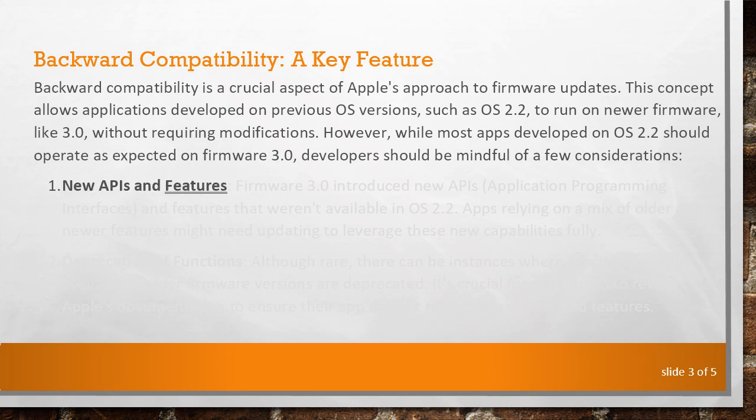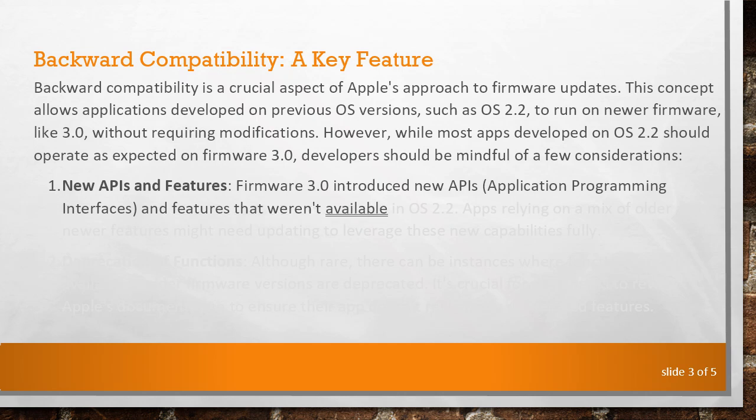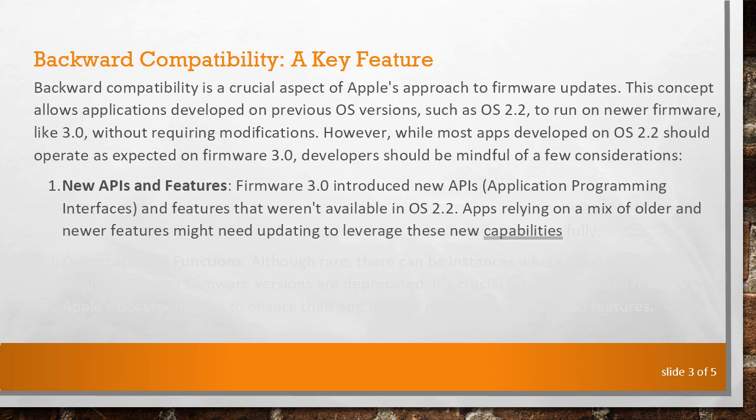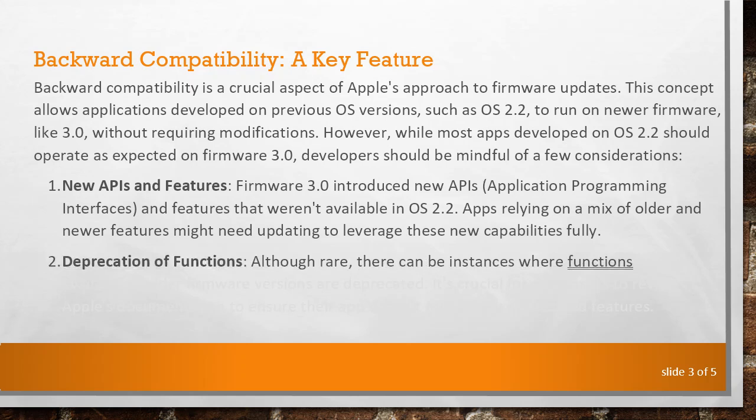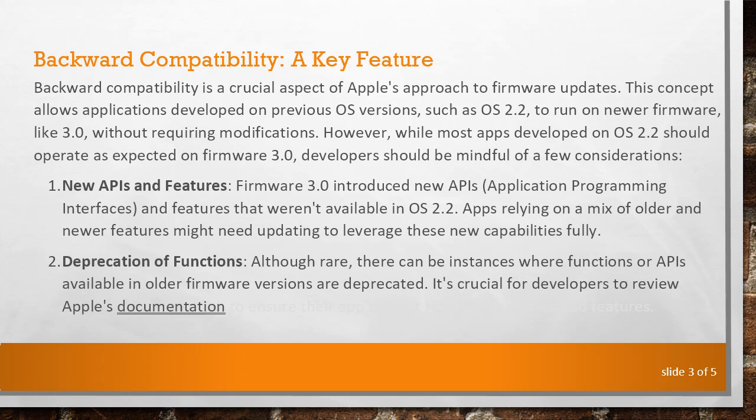New APIs and features. Firmware 3.0 introduced new APIs, application programming interfaces, and features that weren't available in OS 2.2. Apps relying on a mix of older and newer features might need updating to leverage these new capabilities fully. Deprecation of functions. Although rare, there can be instances where functions or APIs available in older firmware versions are deprecated. It's crucial for developers to review Apple's documentation to ensure their app doesn't rely on any deprecated features.